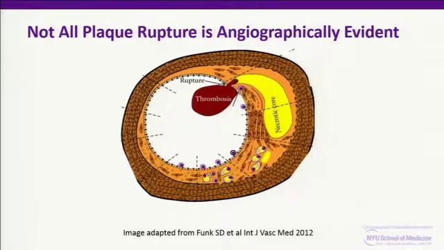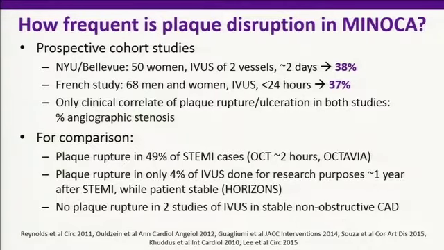So that's one thing that we think, that perhaps there was transient complete thrombosis and there's spontaneous thrombolysis. Or maybe the thrombi that are formed are just smaller in these patients and they're embolizing and causing infarction that way. And that's why even though there's a plaque rupture, the angiogram is going to look non-obstructive. How commonly does this happen? Well, this has been studied in 2 single-center studies, one that we did at NYU and Bellevue Hospital with 50 women. They had intravascular ultrasound of 2 vessels, and we found that 38% of the women had a ruptured plaque.